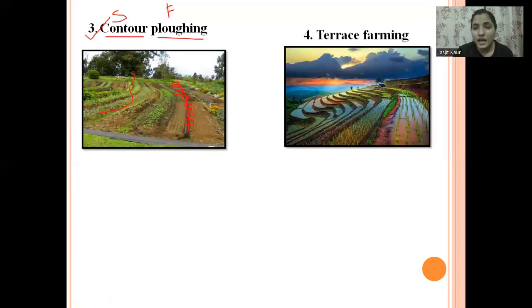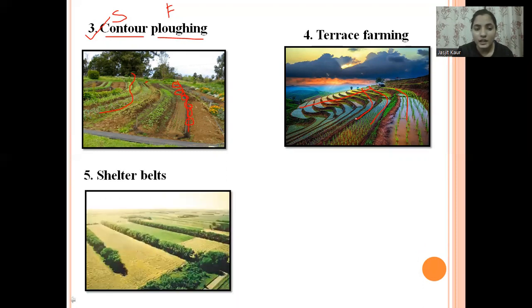The fourth one we have is terrace farming. In terrace farming, the mountain is cut down into different steps, and broad steps are made, as you can see in this particular picture also. On these steps, the crops are grown. This method stops the soil from eroding down easily from the slope, and this will also stop the soil degradation.